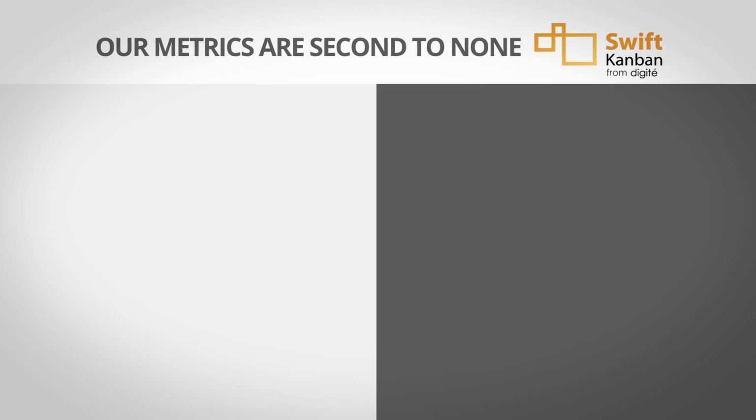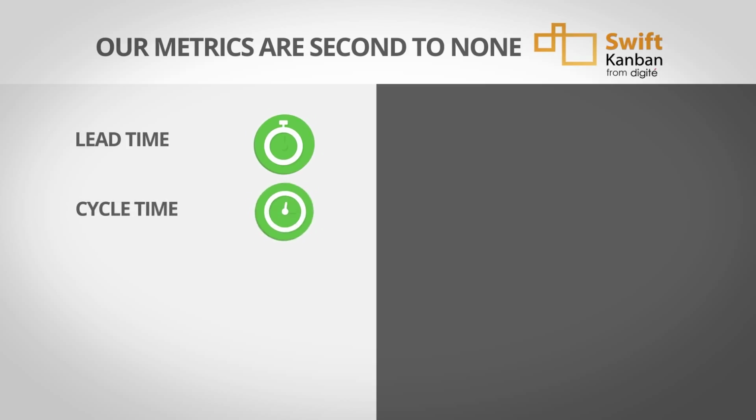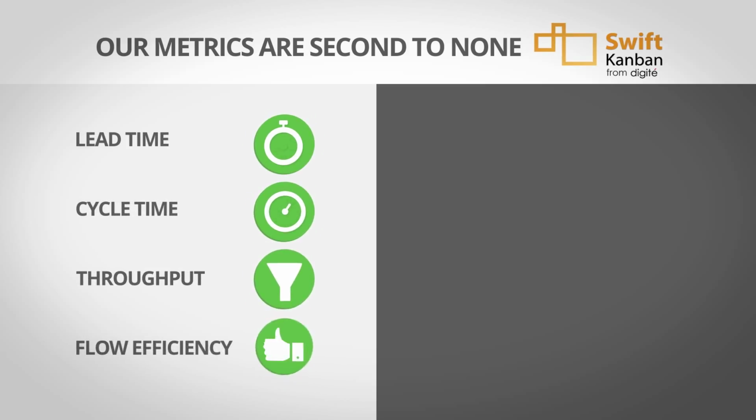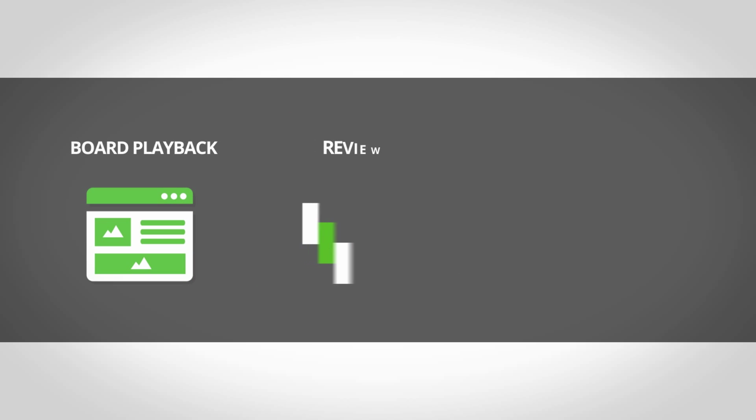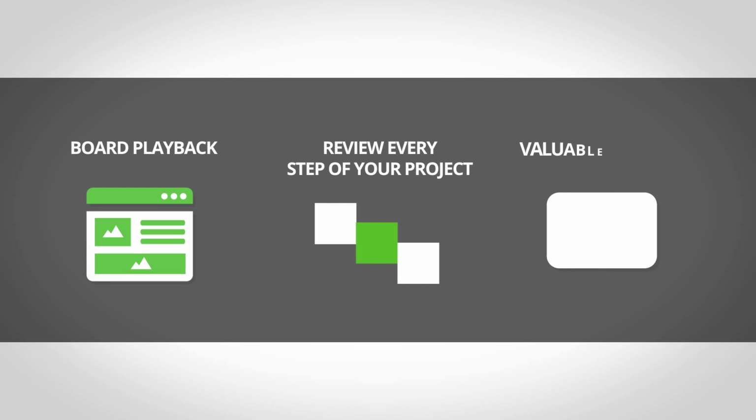Our metrics are second to none. With SwiftKanban, you can measure lead time, cycle time, throughput, flow efficiency, and more, so you can make reliable forecasts, reduce lead times, and get to the market faster. Our unique board playback allows you to review every step of your project, providing valuable insight during team meetings.